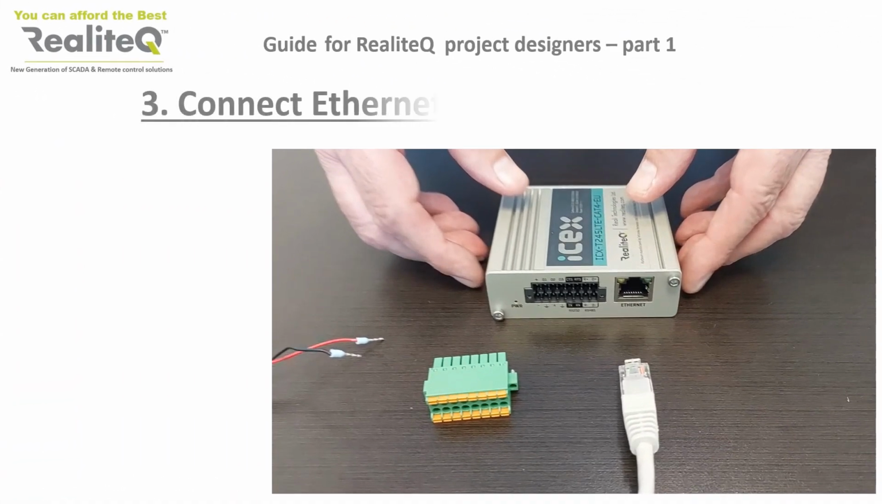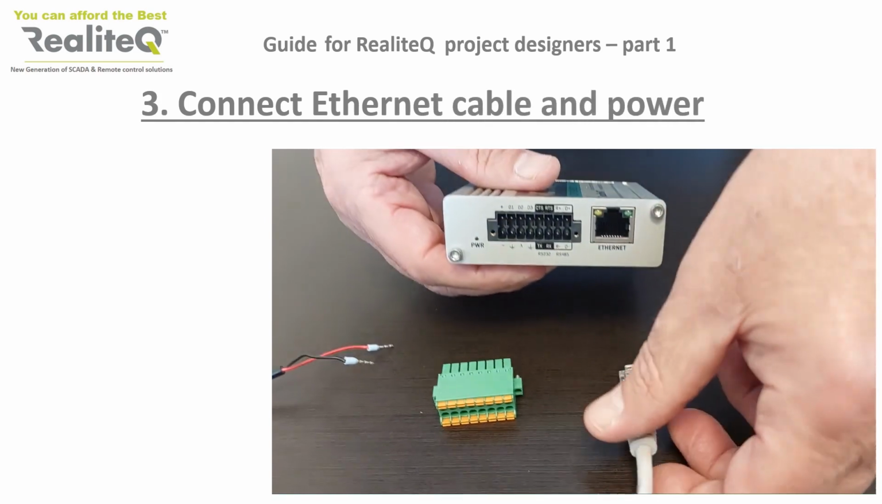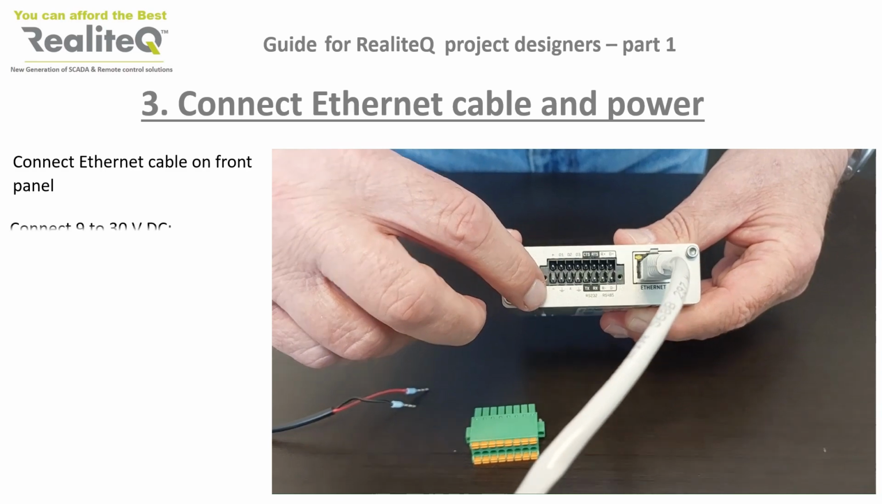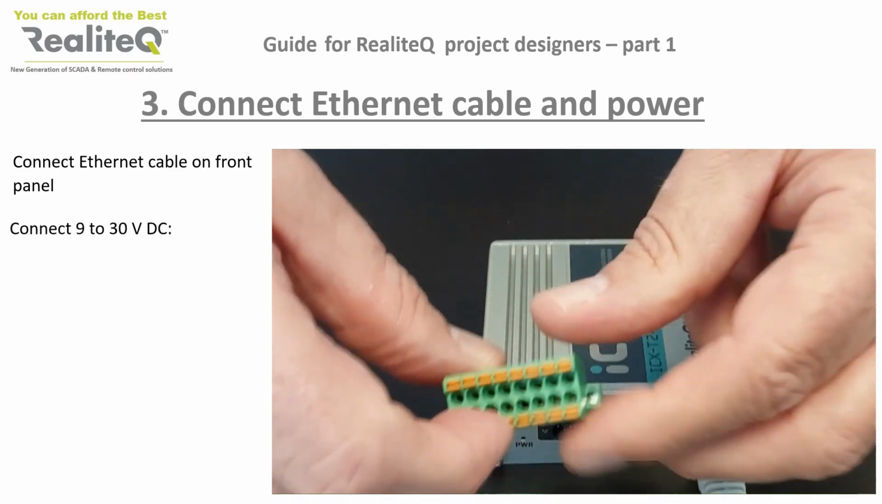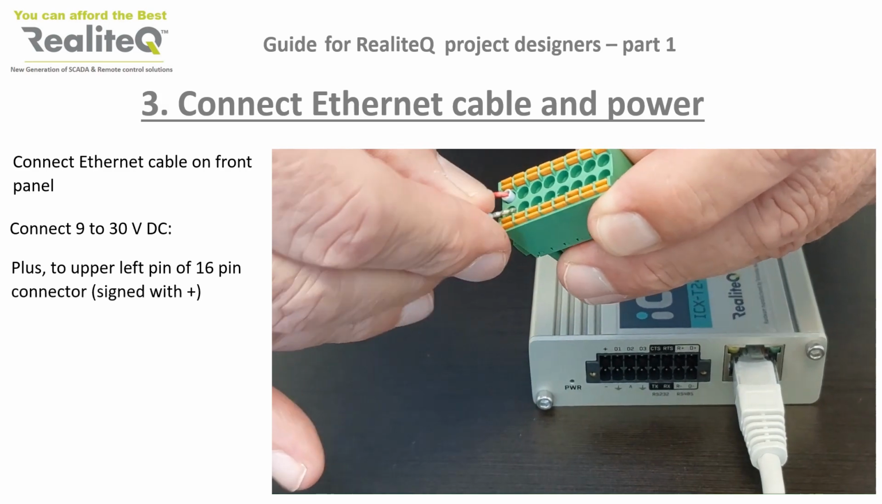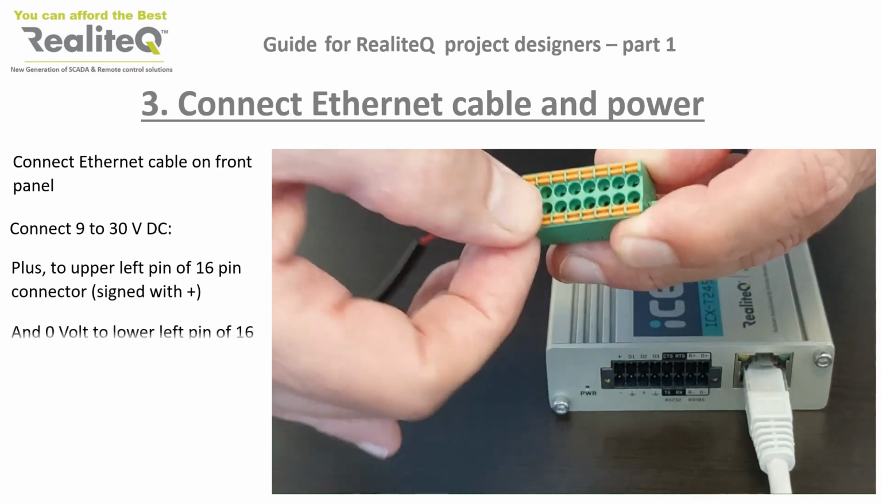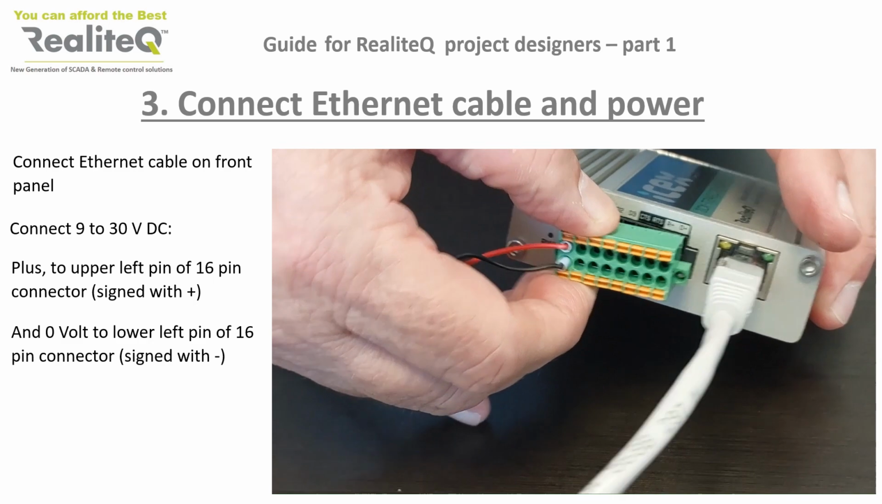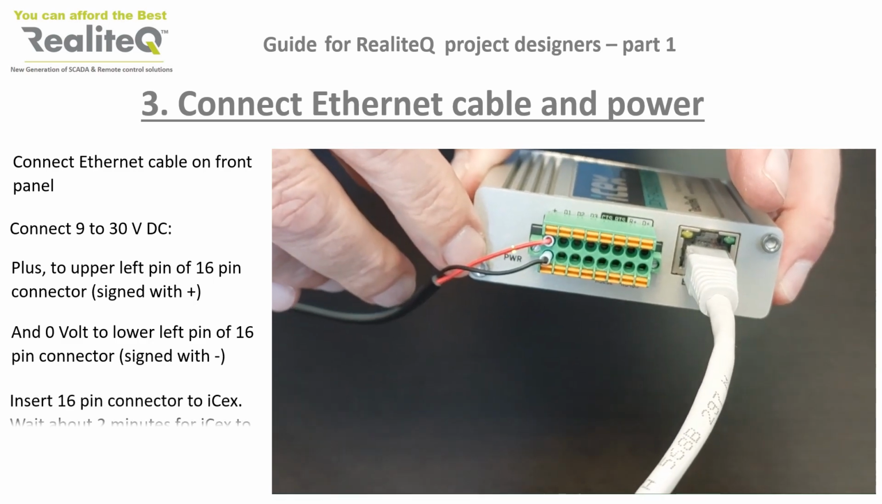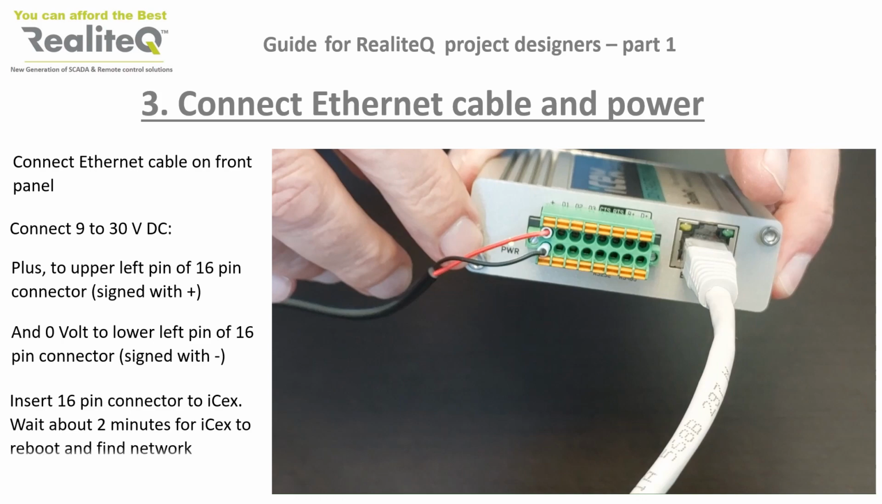Connect Ethernet cable and power. Connect Ethernet cable on front panel. Connect 9 to 30 volts DC. Plus to upper left pin of 16-pin connector, signed with plus, and 0 volt to lower left pin of 16-pin connector, signed with minus. Insert 16-pin connector to iCex. Wait about 2 minutes for iCex to reboot and find network.